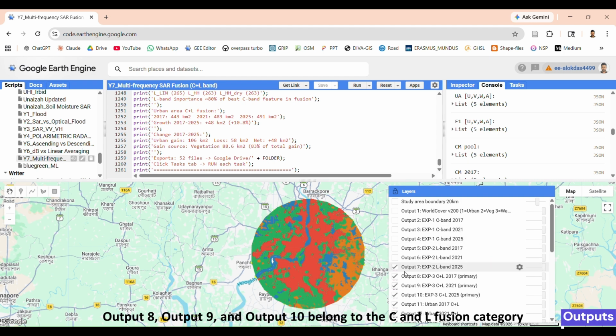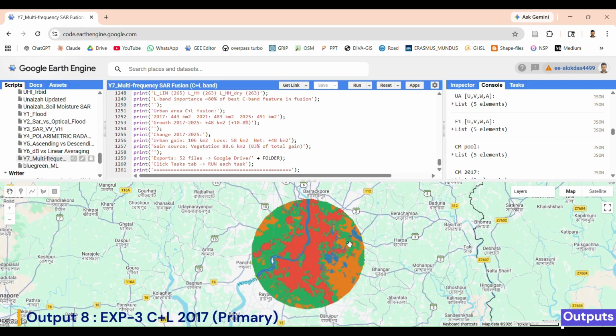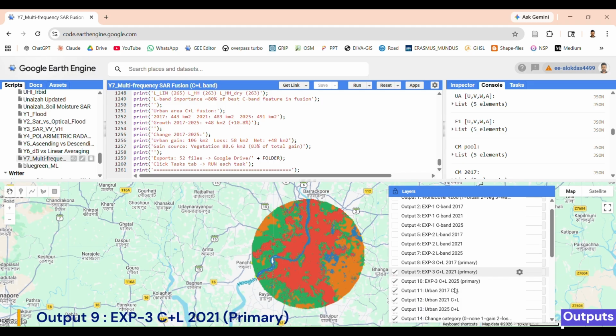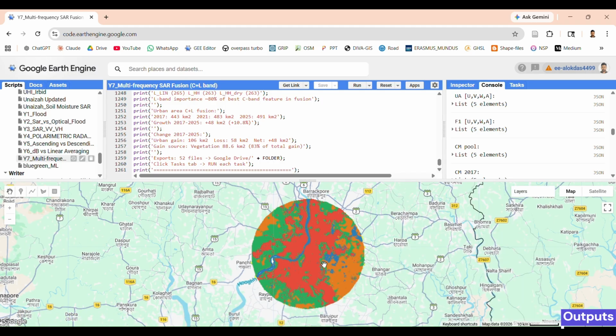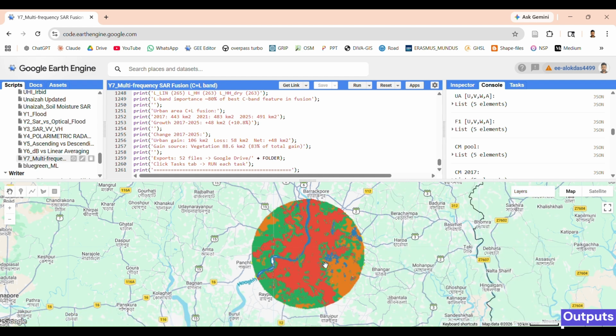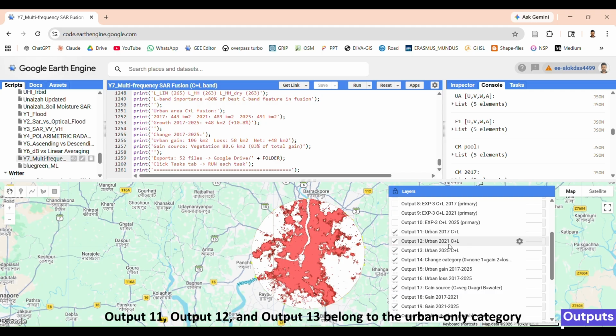Output 8, output 9, and output 10 belong to the C and L fusion category. Now let us examine output 8 for 2017, where class separation is clearer with well-defined urban, vegetation, water, and agriculture. Next, moving to output 9 for 2021. Red urban areas expand further compared to output 8, especially along the periphery. Finally, in this group, output 10 for 2025 shows maximum urban expansion, while vegetation and agriculture reduce further, making this the most accurate representation.